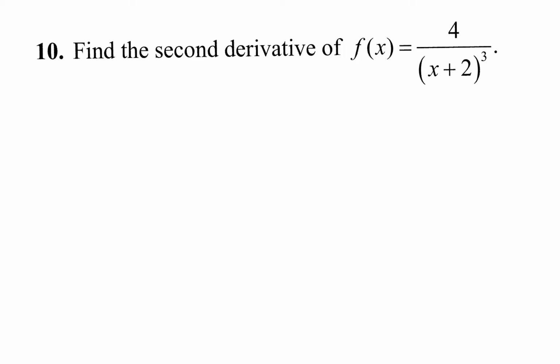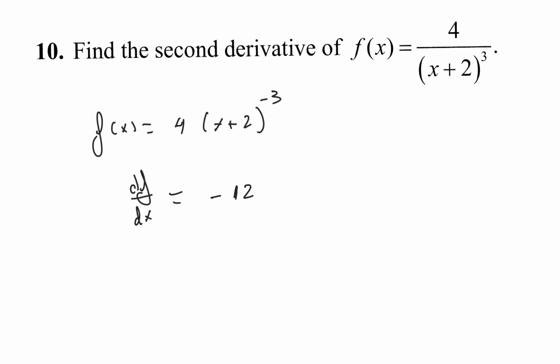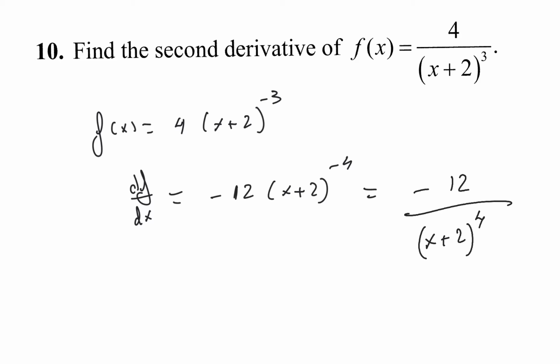Well, problem 10 is this one. To do it quickly, we'll write the equation like this: 4 times x plus 2 raised to the power minus 3. So the derivative of f with respect to x, we can do it very fast. Minus 3 multiplied by 4 is minus 12. X plus 2 to the power minus 3 minus 1 is minus 4. So the derivative is minus 12 divided by x plus 2 raised to the power 4. And the problem is solved.